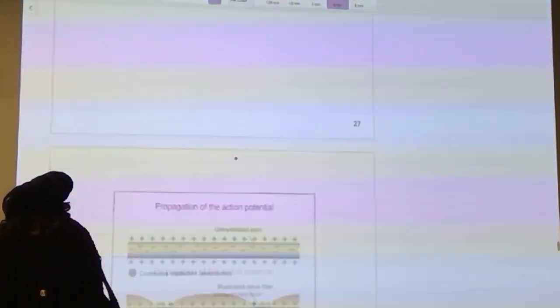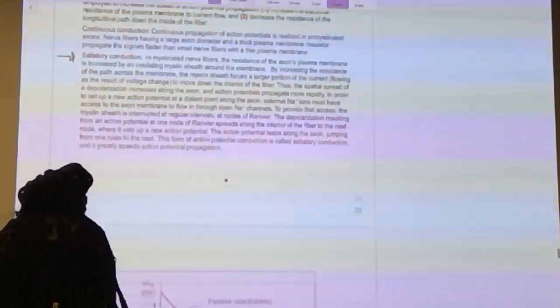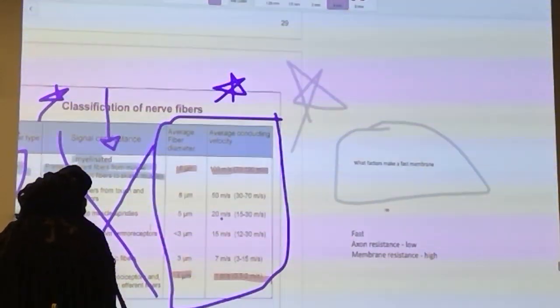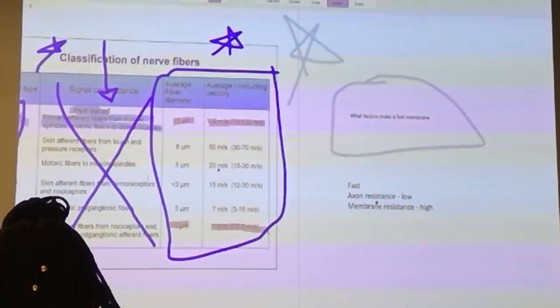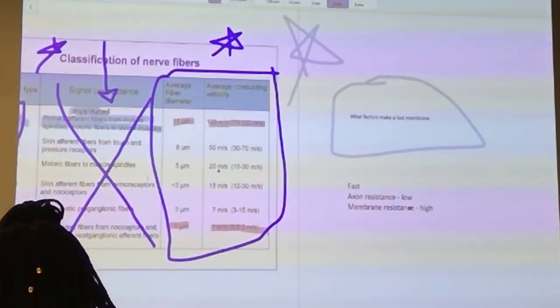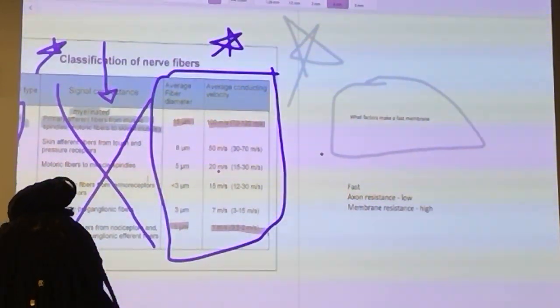And then just know what makes a fast membrane. So high membrane resistance, low axon resistance.